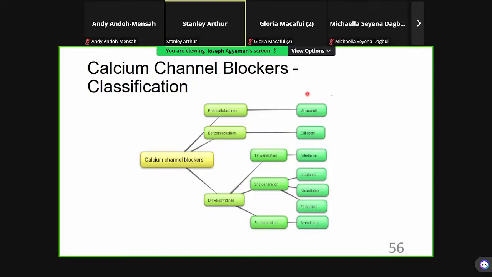It can happen. But as you increase the dose, of course, the side effects also increase.